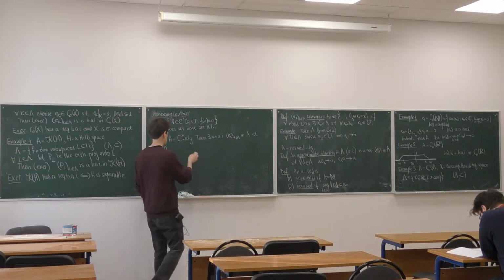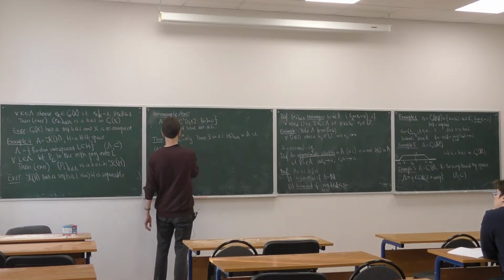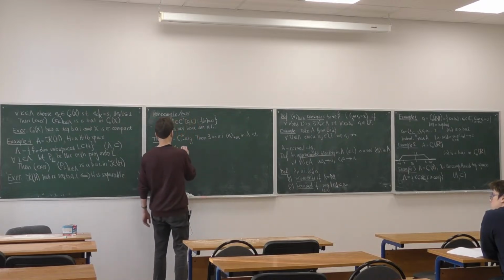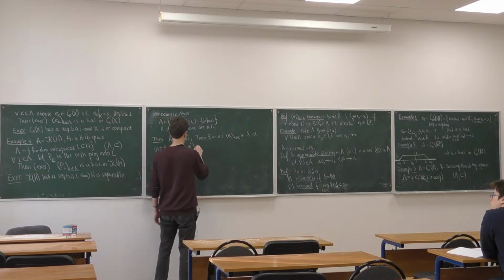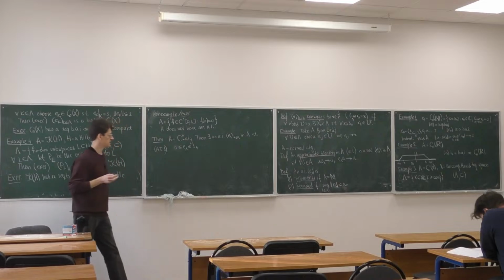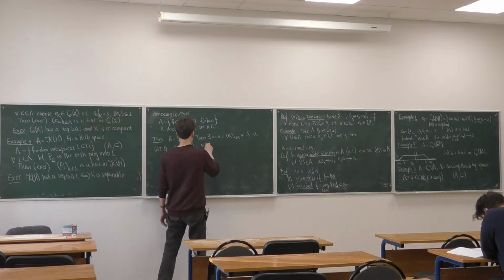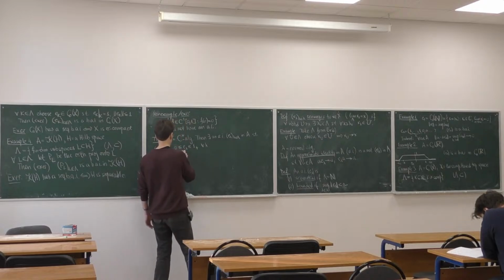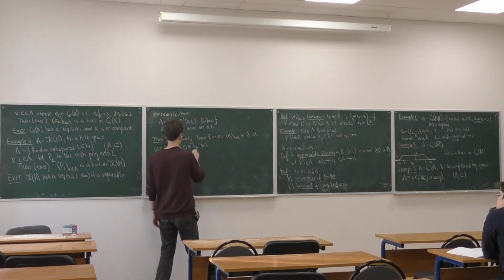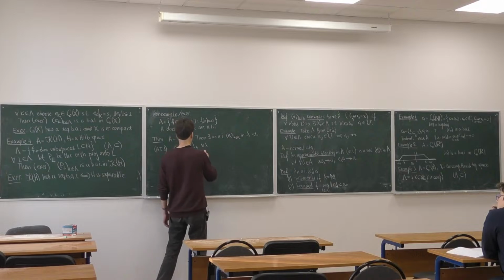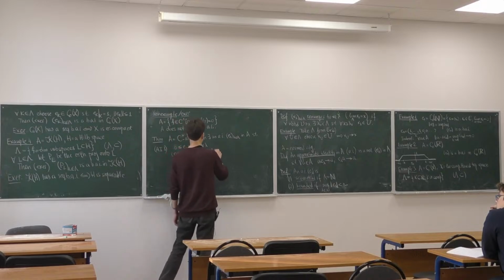So AI1 is that this sequence, this net, consists of positive elements. They are positive, and on the other hand, they are less than or equal to the identity in the unitization of A. So equivalently, this means that e_lambda is positive and its norm is less than or equal to 1.